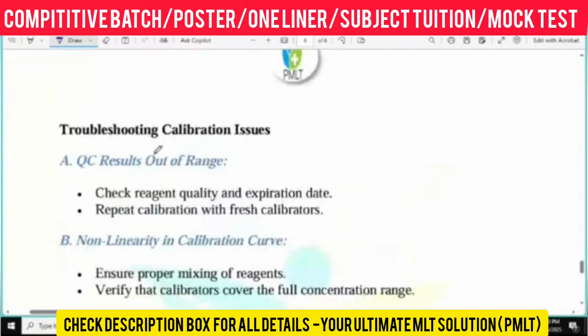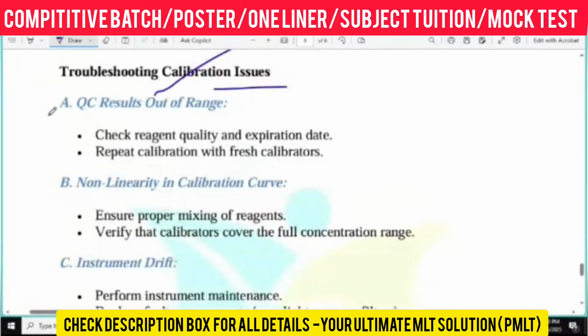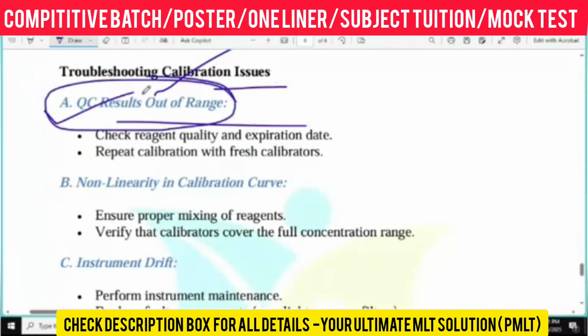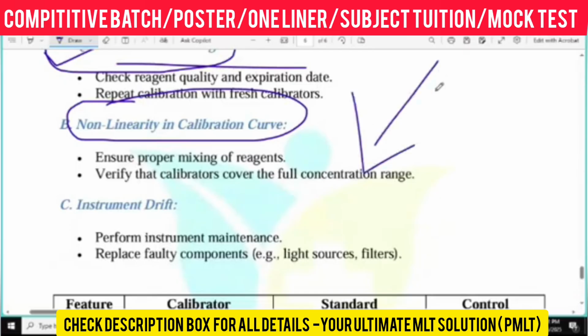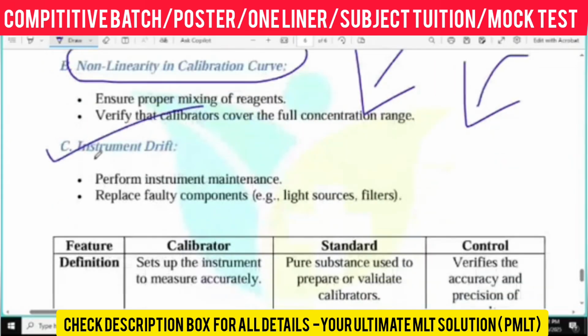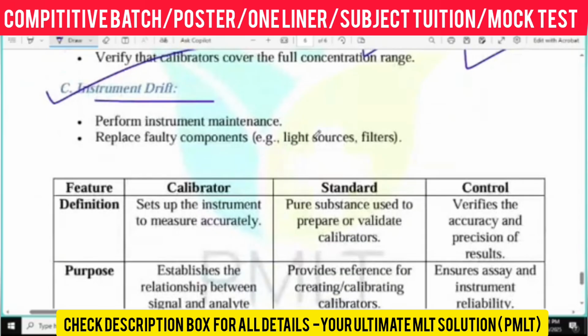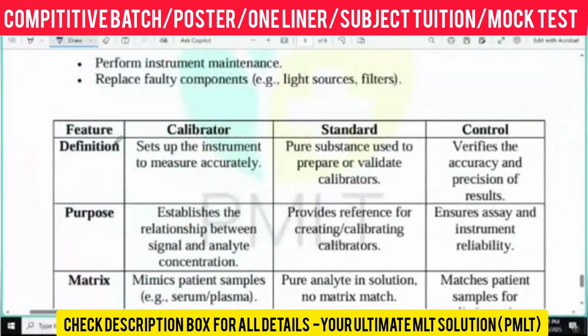That is the troubleshooting issue. Troubleshooting means how do you troubleshoot when a QC result is out of range. If any QC result is out of range, then you have to fix the machine properly. If the desirable curve is linear but the curve is getting non-linear, then you have to troubleshoot and fix it. If there is any instrumentation defect, then you have to maintain or fix the instrument properly. See, here is basically the difference.